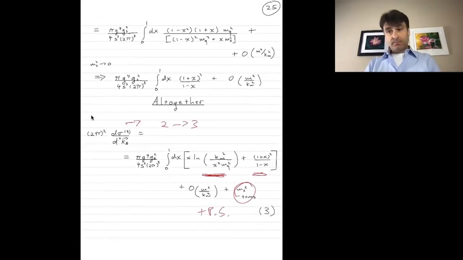Okay, so this is part of the calculation. This is the 2 to 3. We still have to do the 2 to 2, right? But I skipped over that for now. This is the 2 to 3 cross-section, and you can already see some divergences.